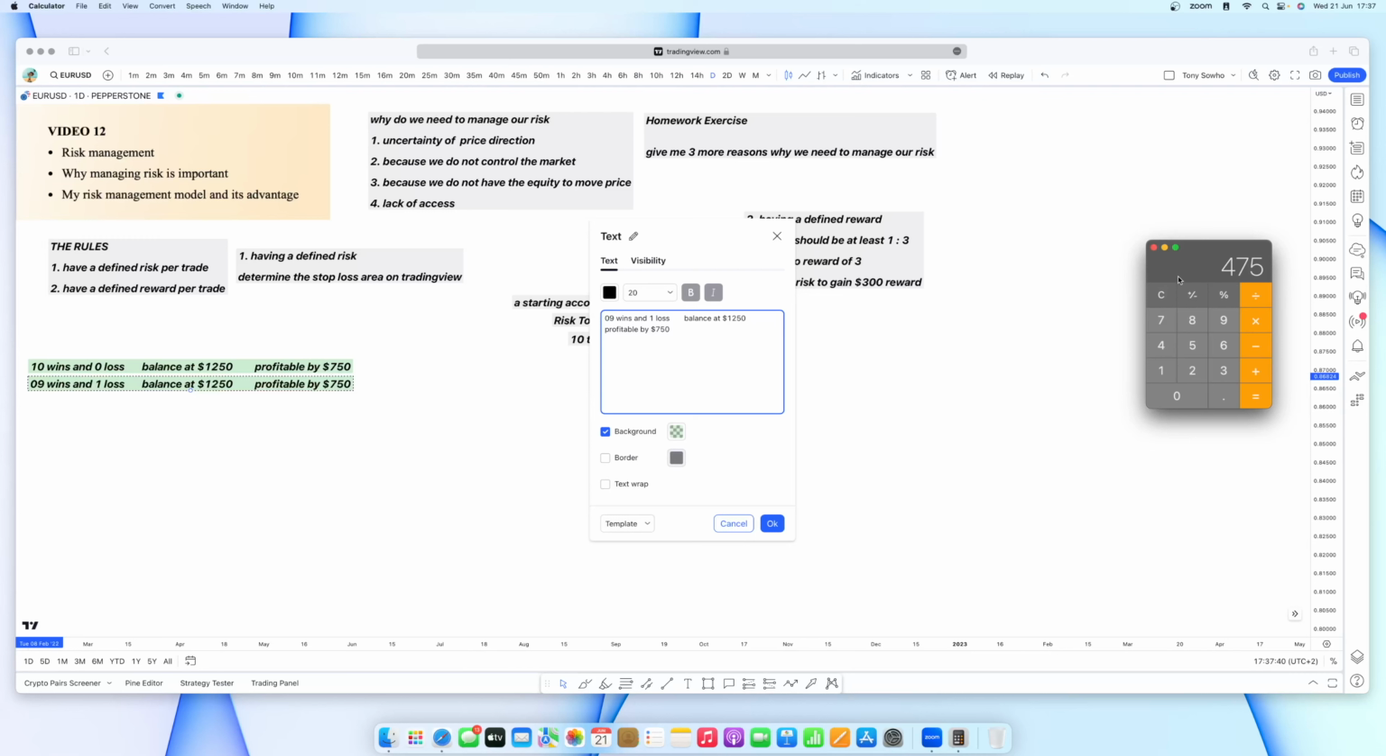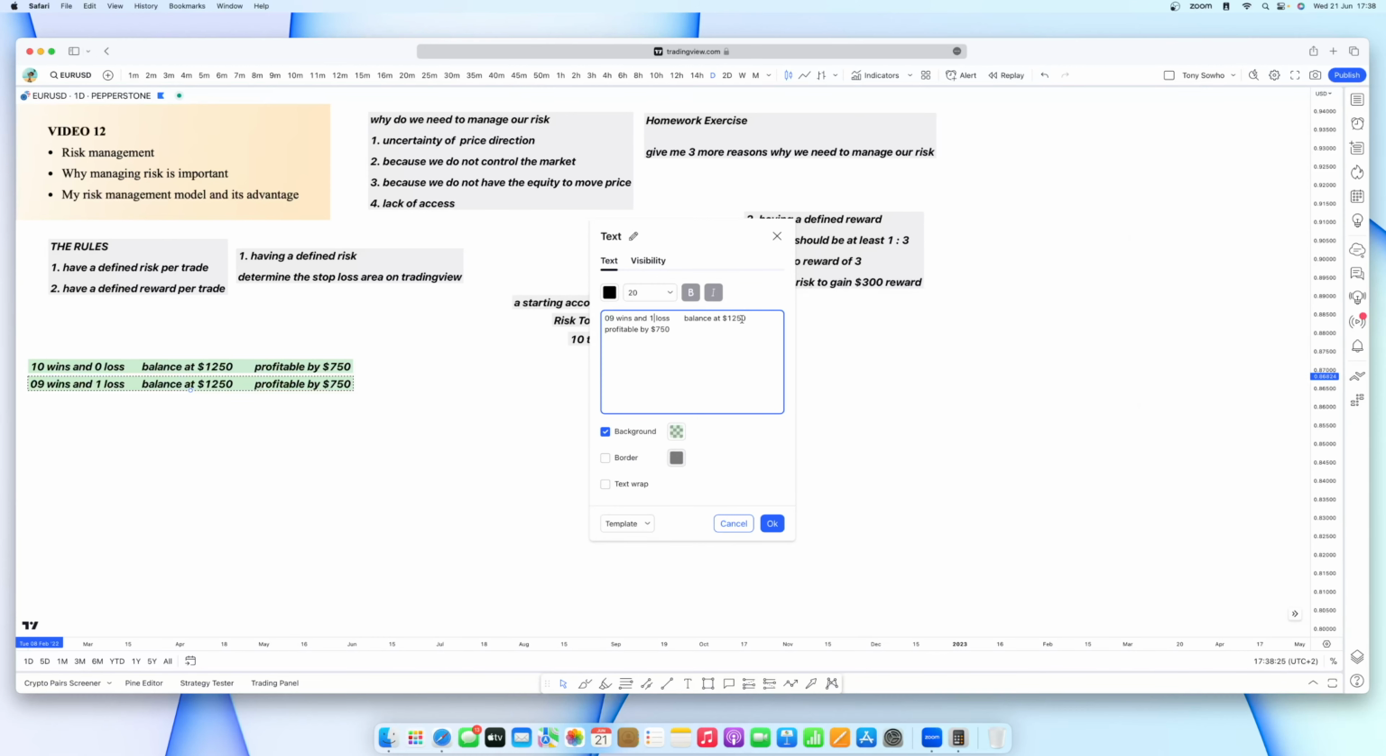But then what happens? Before the end of the week, the next 9 trades were winning trades. What do you think would have happened to your account? Remember, every winning trade is going to give you $75 because you're risking 25 to make $75. So 75 multiplied by 9 is $675 profit. Now, if you add this to your balance, remember your balance was at 475 because you lost the first trade. So 675 plus 475 gives $1,150. That's going to be your balance.